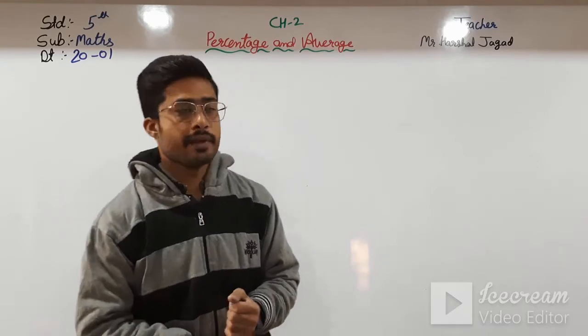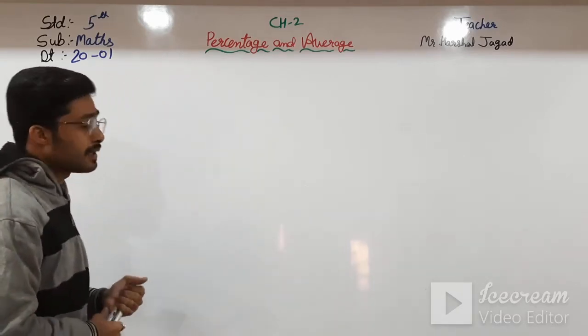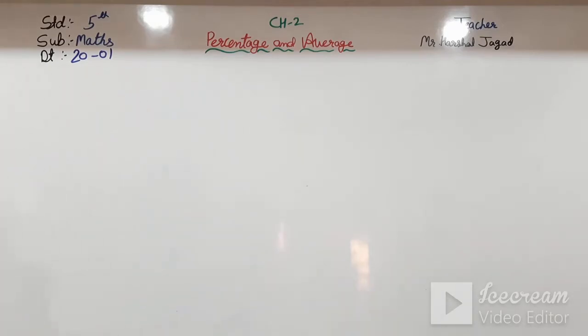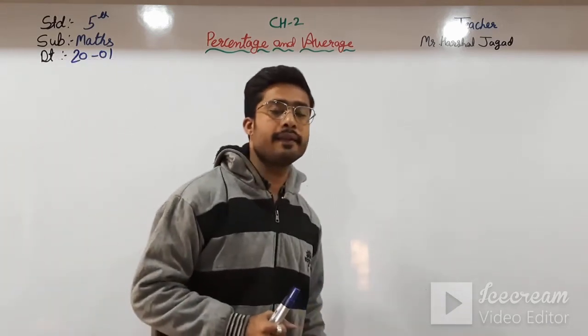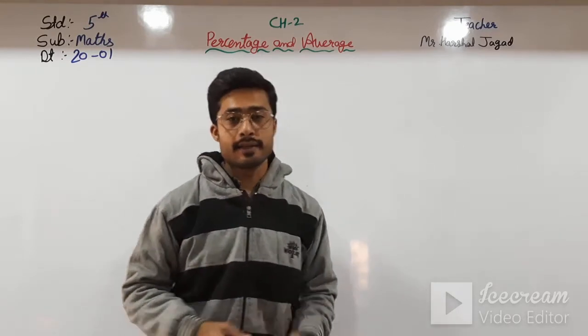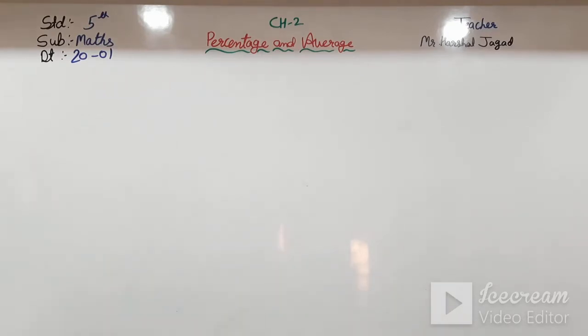So in the previous video we were going through chapter number 2, that is percentage and average. In that we have reached exercise 2.5. I think we have done questions number 1, 2 and 3, and today we will do 4, 5 and 6. Let us do that.